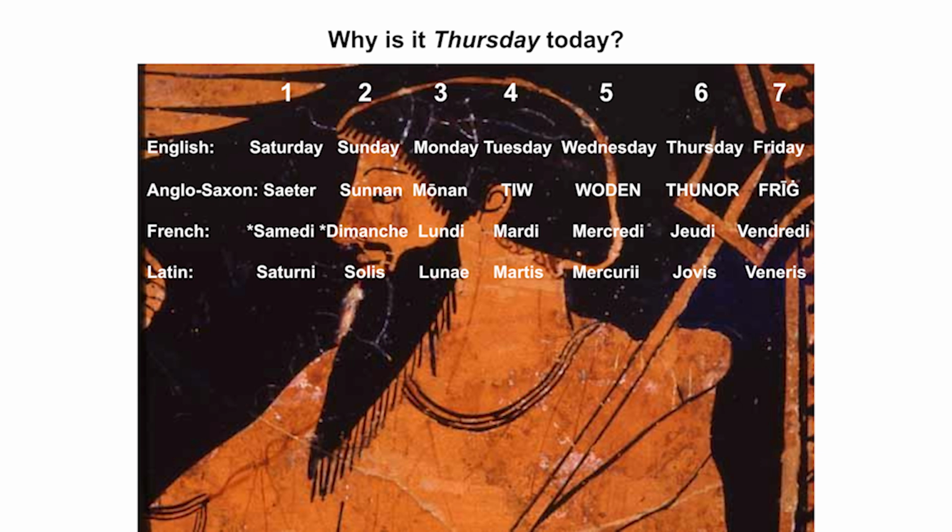So these are the Roman gods and goddesses. Saturn, god of agriculture and time. Sol, the sun. Luna, goddess of the moon. Mars, the god of war. Mercury, messenger of the gods and associated with knowledge. Jupiter, god of the sky and thunder. And Venus, goddess of love, desire, sex, fertility.